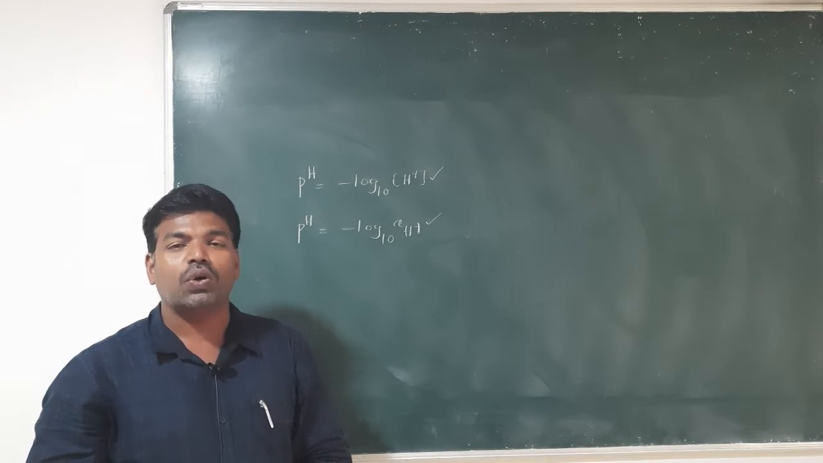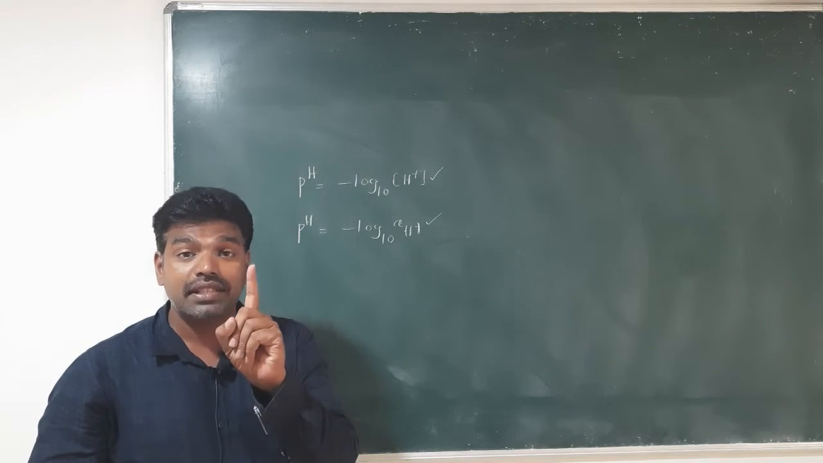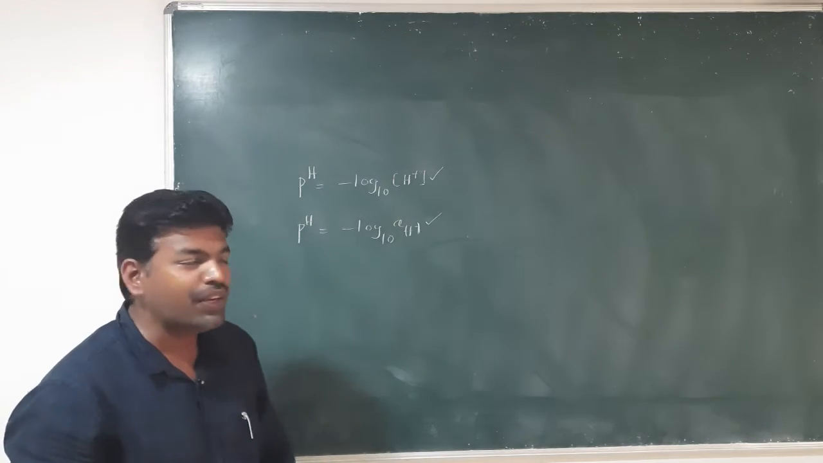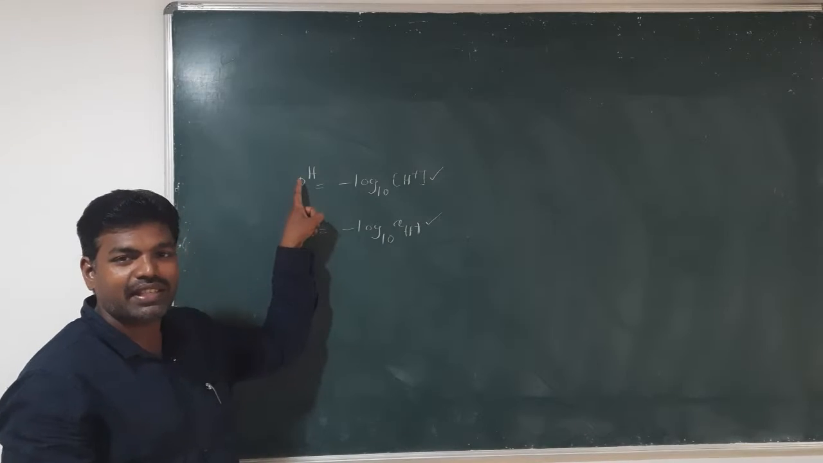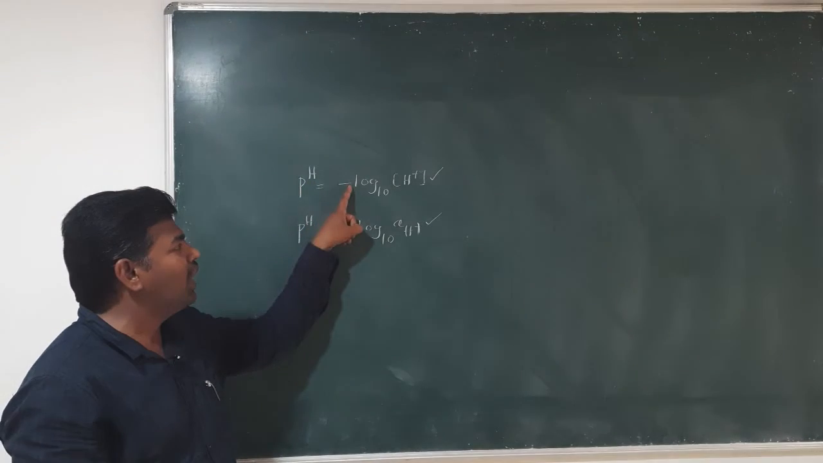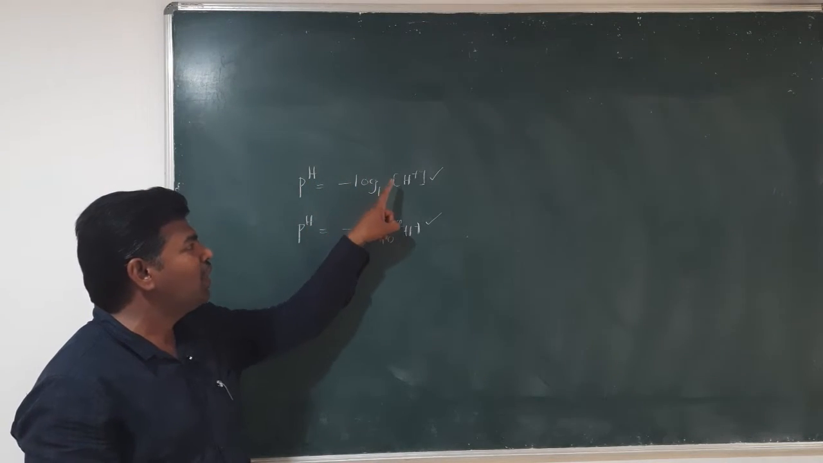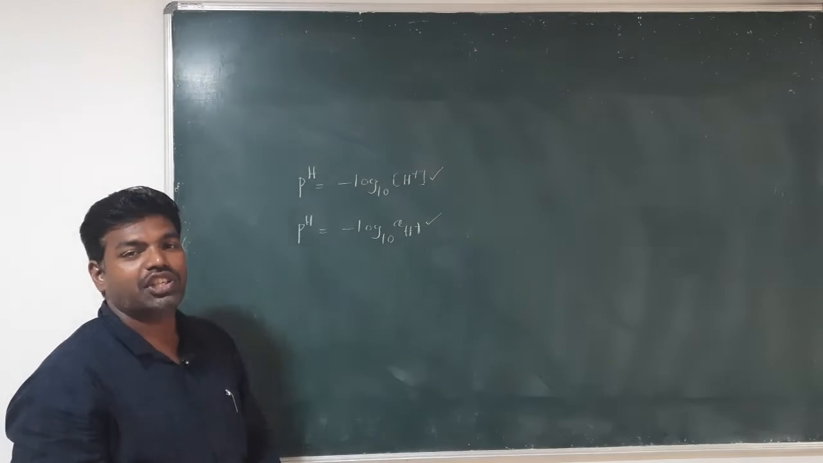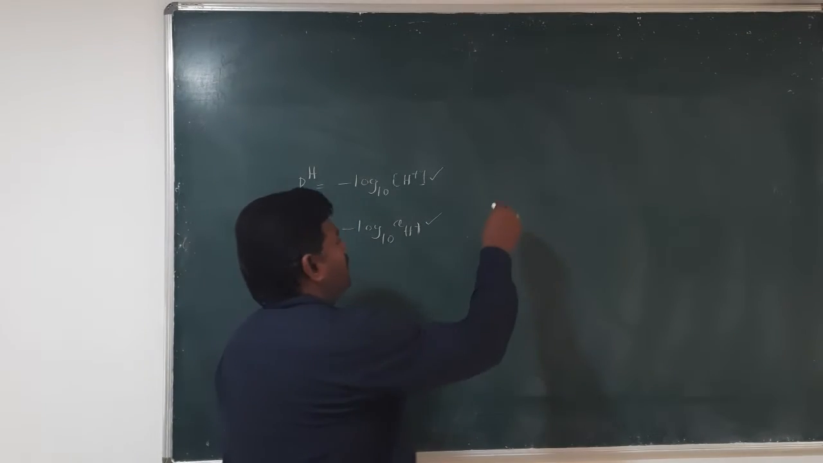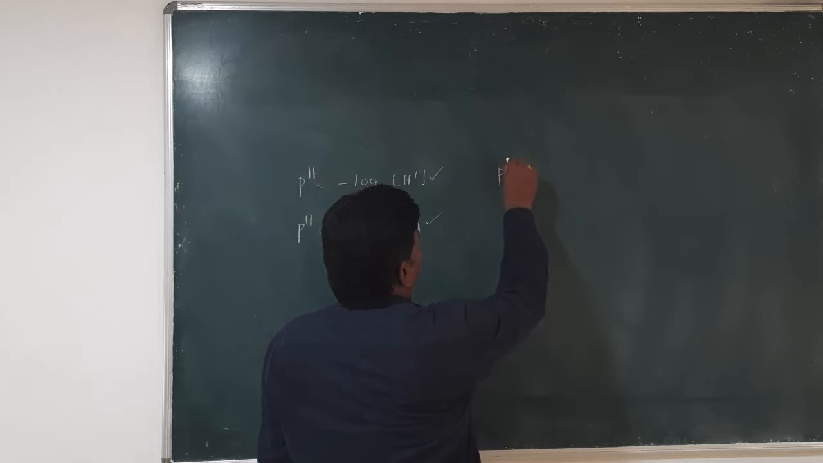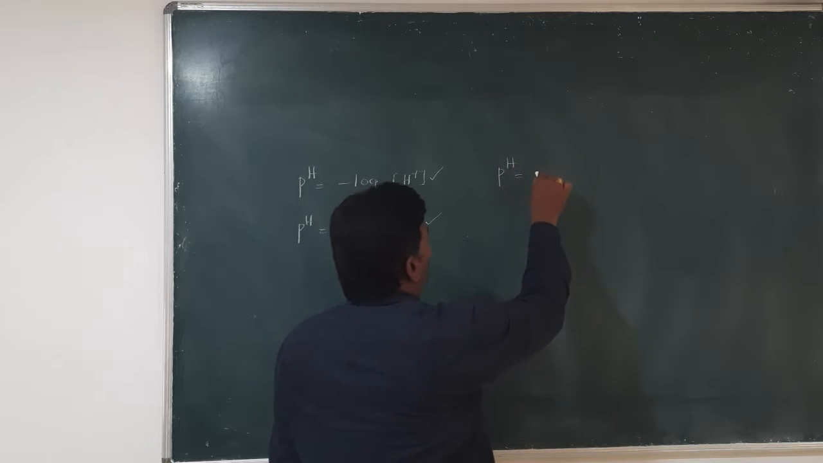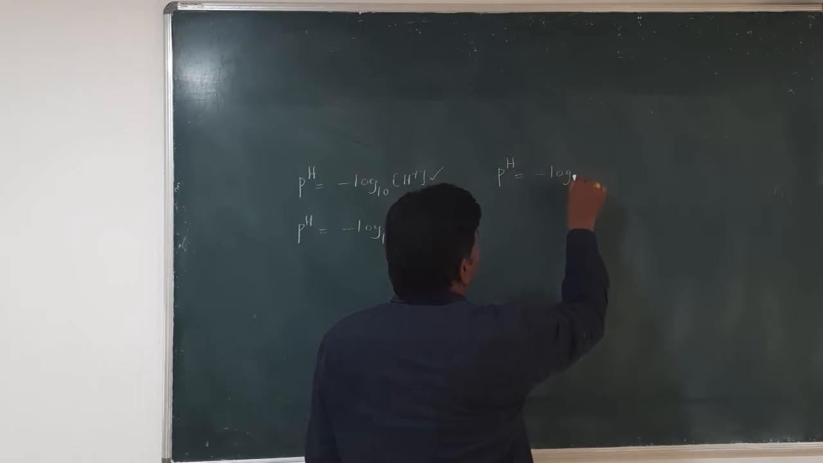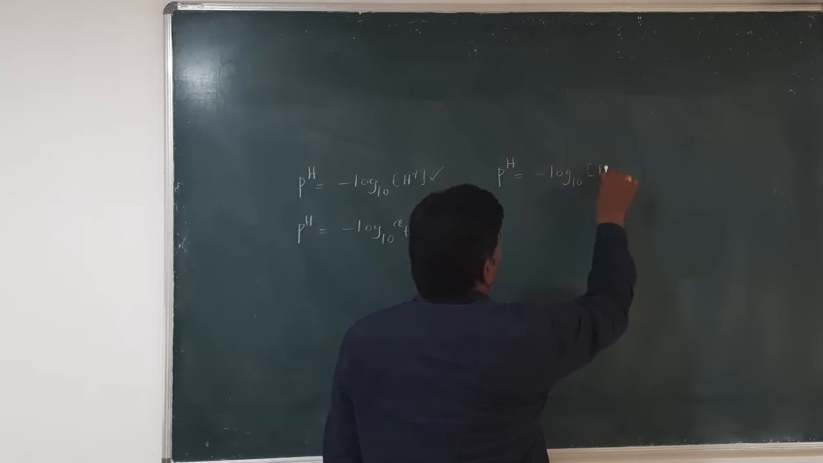So in general we often use the formula pH is equal to negative logarithm to the base 10 of the concentration of H plus ions.